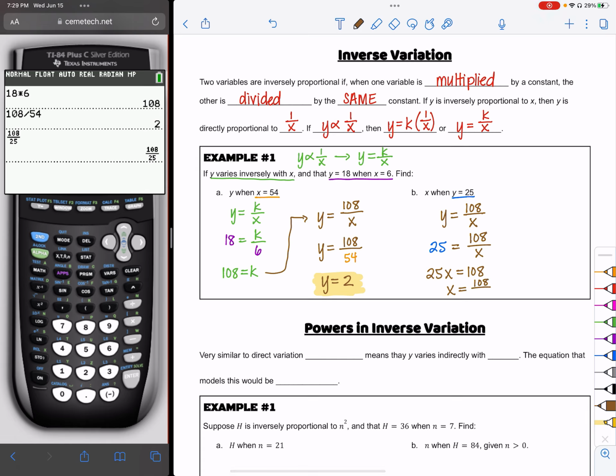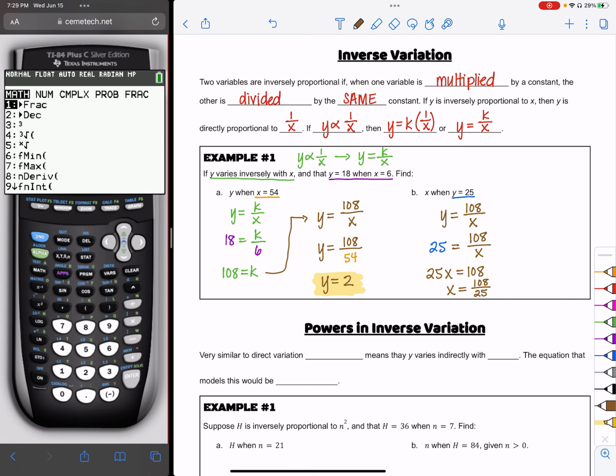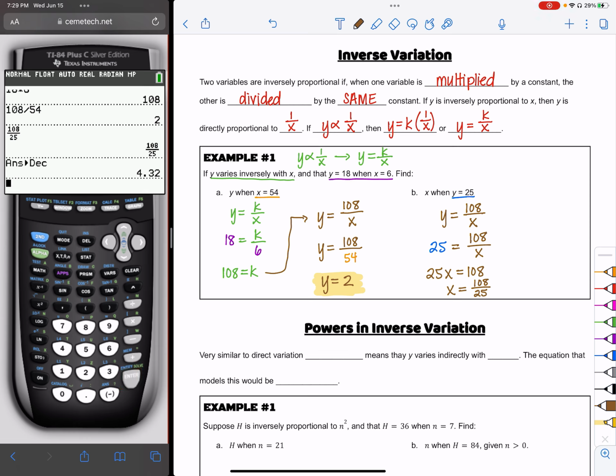as a simplified fraction. Or if you wanted to, you could put it in decimal form by pressing math and then number 2 and go to decimal, and then that will be the same thing as having 4.32. So that's what x can be. You can either put it in fraction form or decimal form. It does not matter.